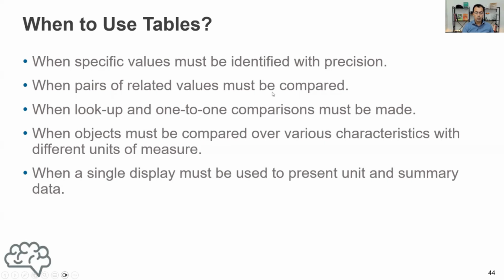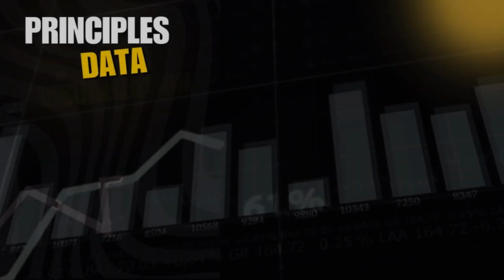So in a single row, you can compare many different variables, including variables that span over different domains or over different ranges. And this is very relevant because when you plot a graph, you usually have a single range in an axis, but in the table, you have many columns and each column can have its own range or its own domain. So the general comparison or the general lookup can be performed in a table. Also, when objects must be compared over various characteristics with different units of measure, just as I said, and when a single display must be used to present unit and summary data.